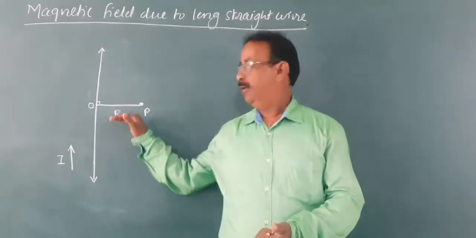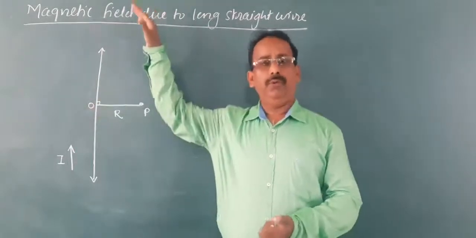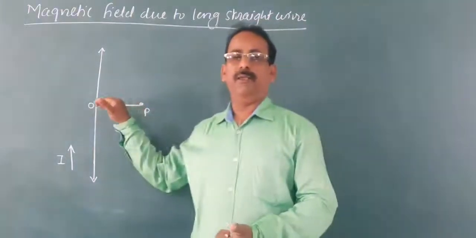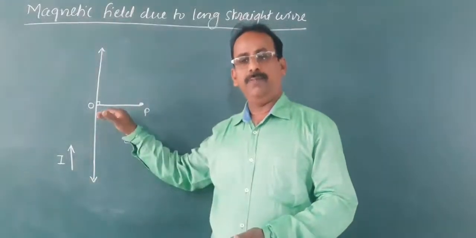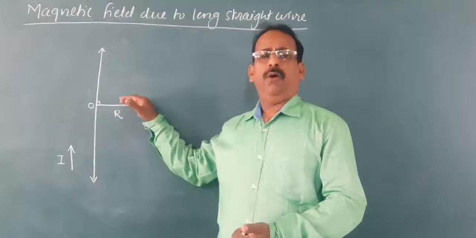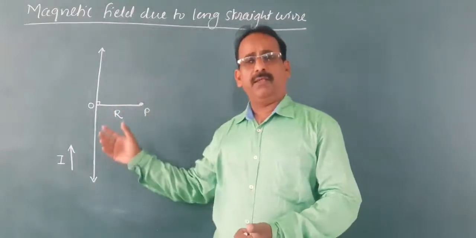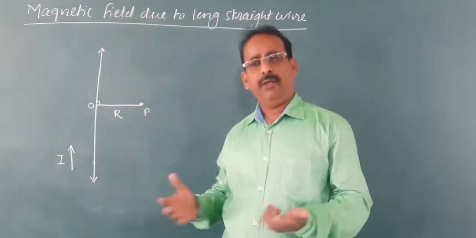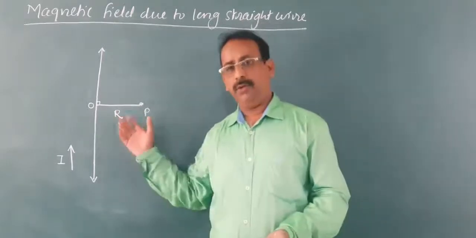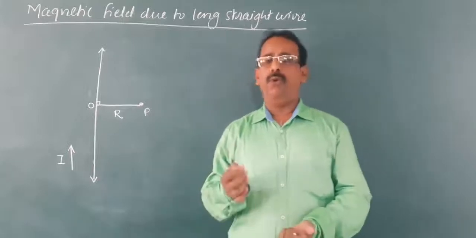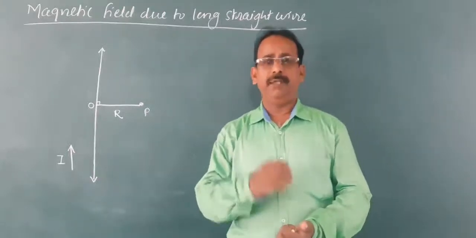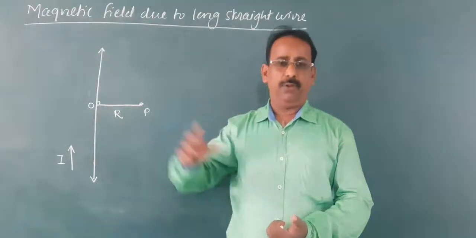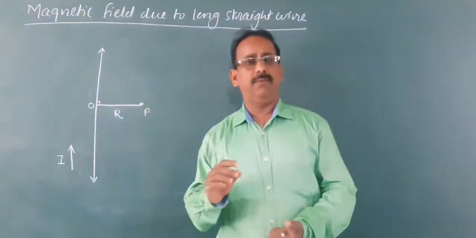The meaning is that half wire is present above this point O and half wire is present below point O. For the upper part, we can consider limits for length 0 to infinity, while for the lower part also, we can consider limits for length 0 to infinity, considering point O as the origin, starting point, reference point.